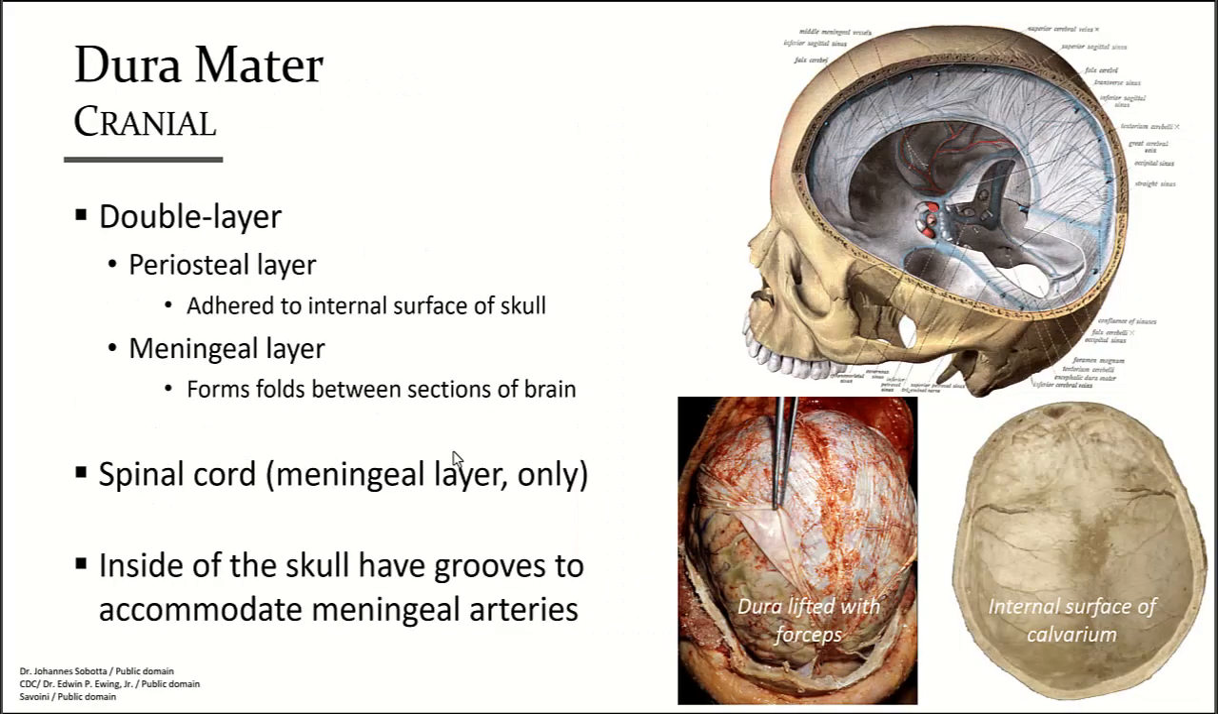We can see here the dura mater is a very tough, very thick layer, if you will, and in the brain it's actually two layers. There is a periosteal layer that's going to line the inside, actually physically adhered to the skull, and then there's a meningeal layer. The meningeal layer will actually make folds down in between sections of the brain to provide a little more structure, stability, and shelving, if you will, to help support the brain.